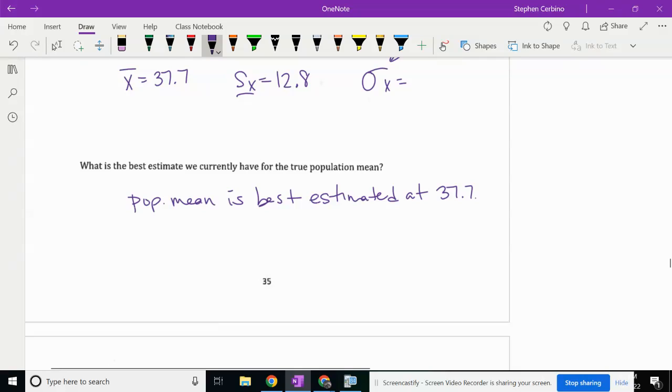What's the margin of error that I can establish to really give me a range of values that the true population mean should fit into? Like, this population mean might not be 37.7. It might be 38. I don't know how wide that range is.